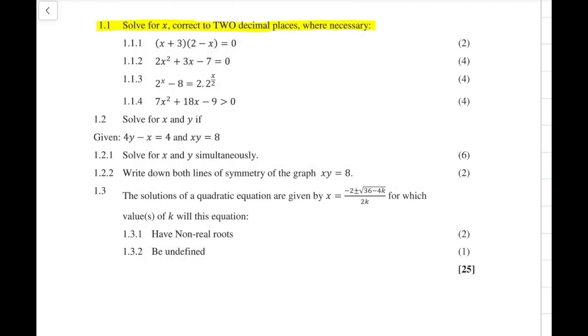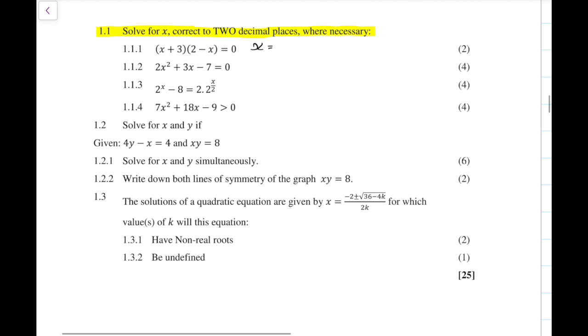We know that it's factorized and equal to 0, which means that we're basically going to have x equal to minus 3 or x equal to 2, essentially.